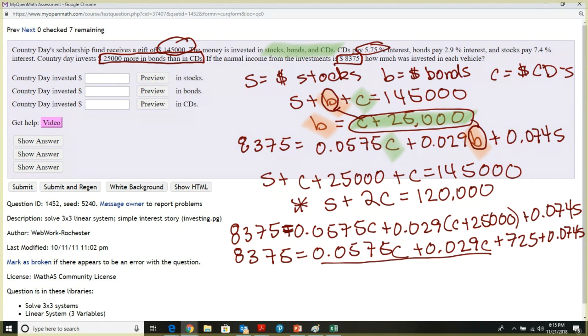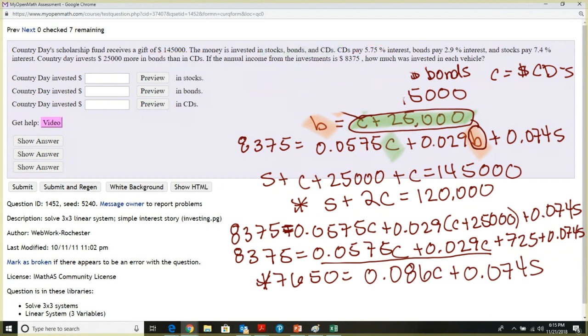So 8,375 minus the 725 is going to give me 7,650. And then 0.0575 plus 0.029 is going to give me 0.0865C plus 0.074S. So now notice I have two equations, two variables. So I'm going to do substitution again, you guys. I don't know why. I'm all about substitution.